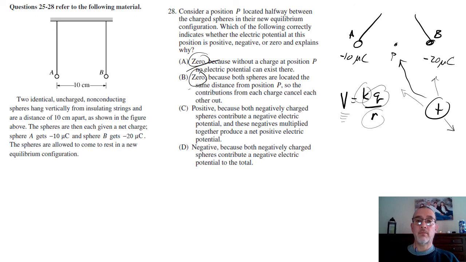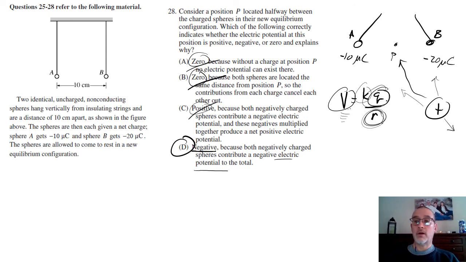We don't even have to read more about this. C says positive, and that's not true. D says negative, that's looking good, because both negatively charged spheres contribute to a negative electric potential to the total. That's going to be true because both of them will have a negative Q and a positive r, because r is just a distance. It doesn't have a vector quantity to it. And so since the Q's are negative, its contribution to the potential is going to be negative. So D is a good answer for question 28.